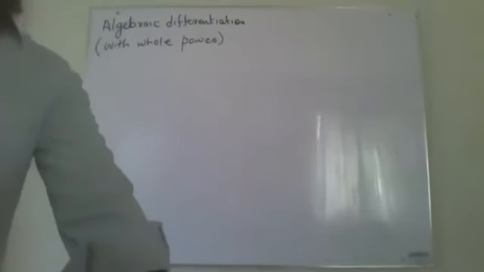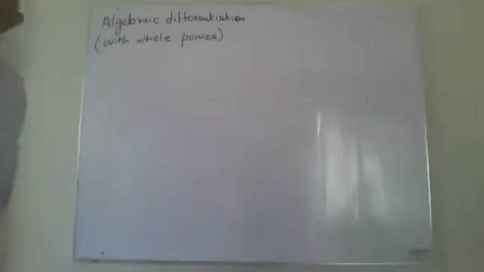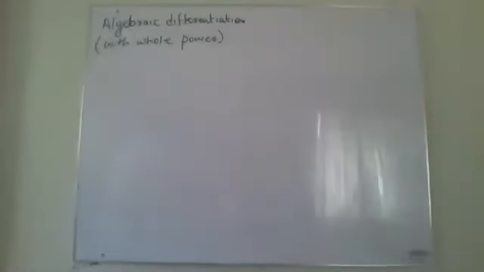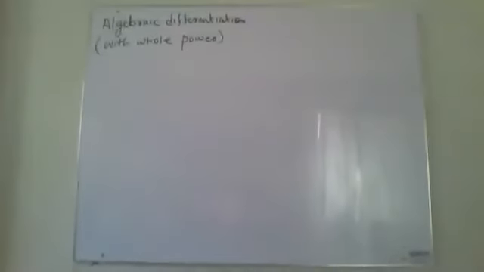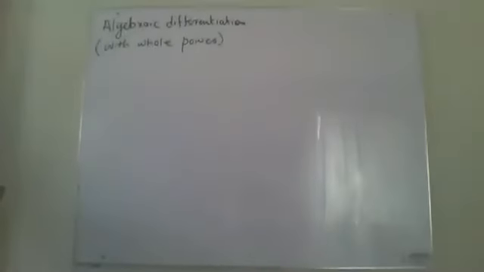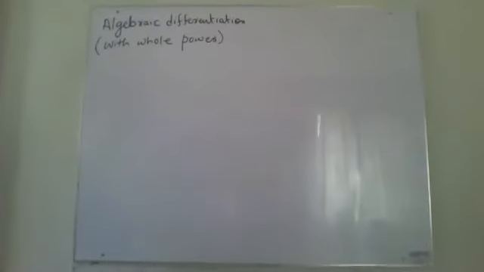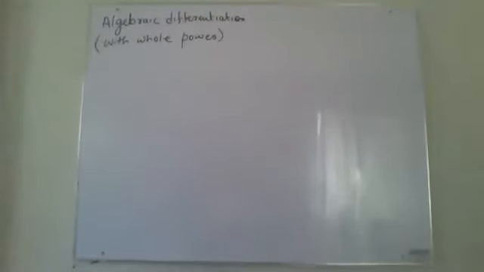Okay. Step number 1 will be: the whole power of the bracket will be multiplied by the coefficient of bracket, and the whole power will be reduced by 1.